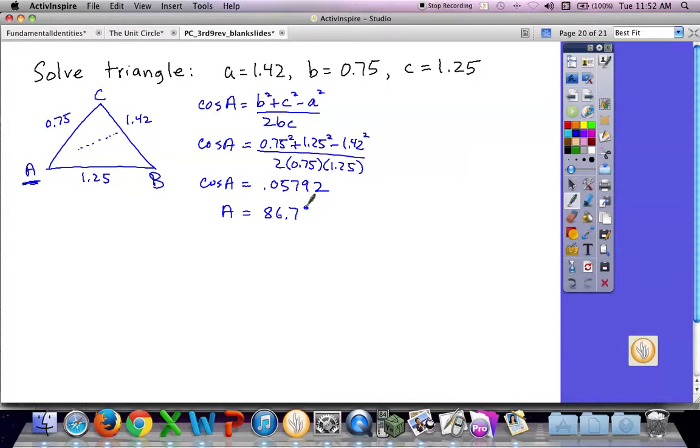Okay, now you've got to find a second angle. And it doesn't matter which one. How about I'll find the angle C. The cosine of C, right? I'm just going to fill in here. 0.75 squared plus 1.42 squared minus 1.25 squared divided by 2 times 0.75 times 1.42.